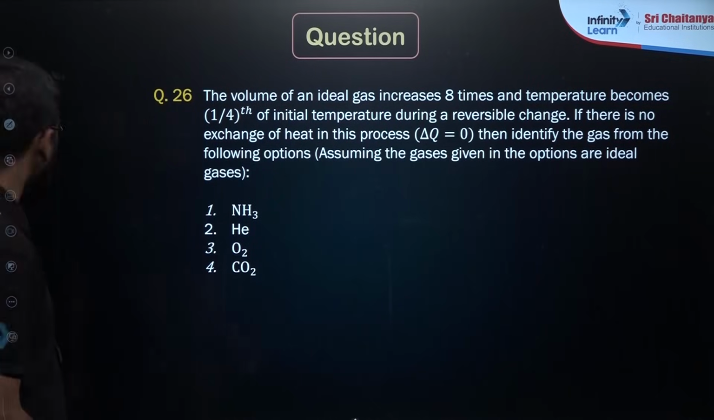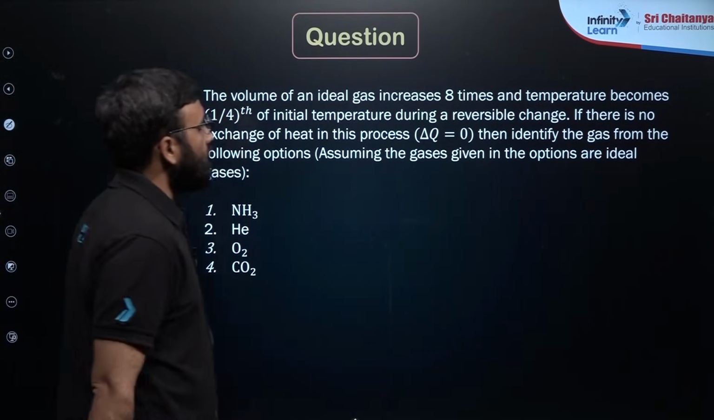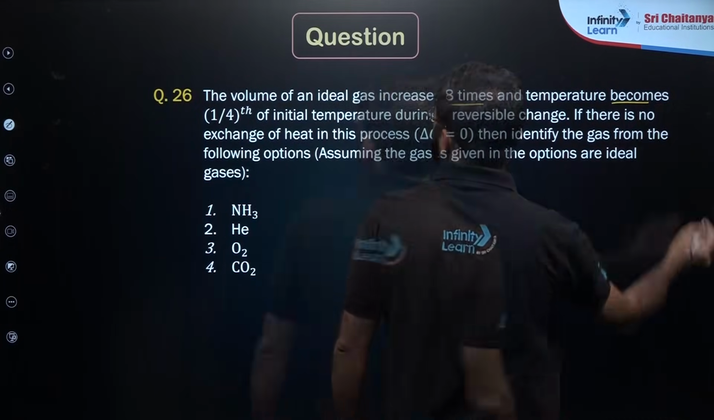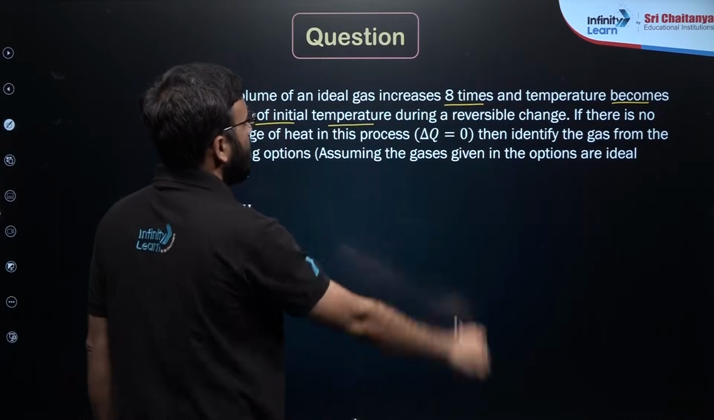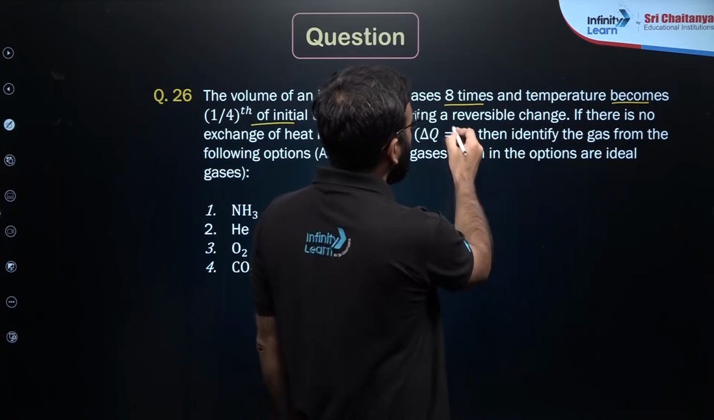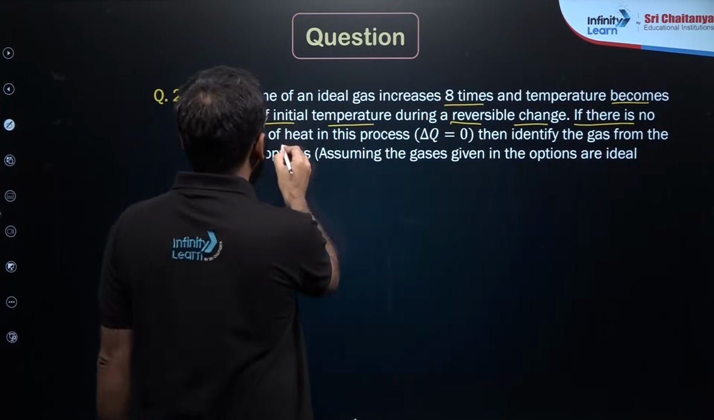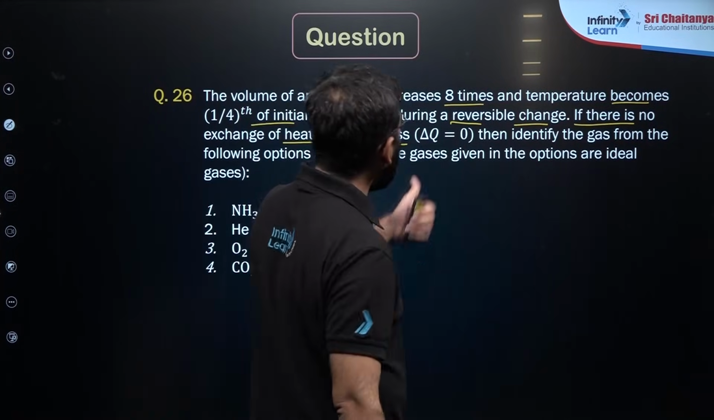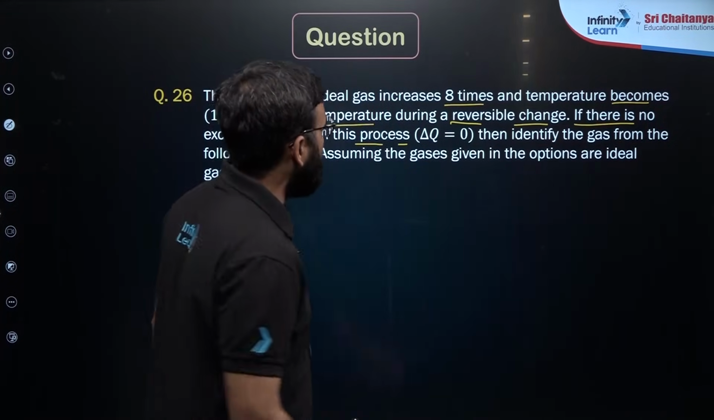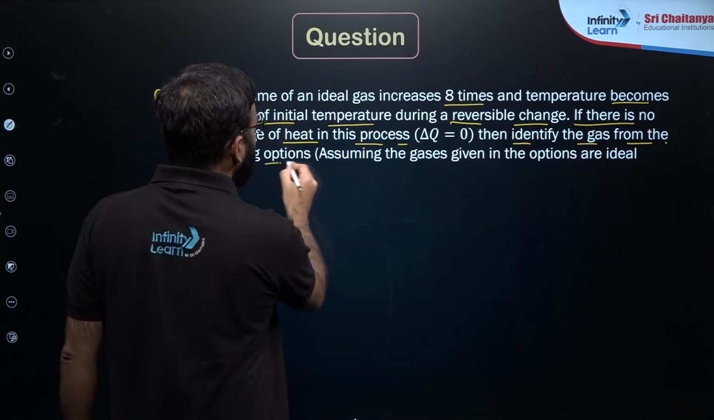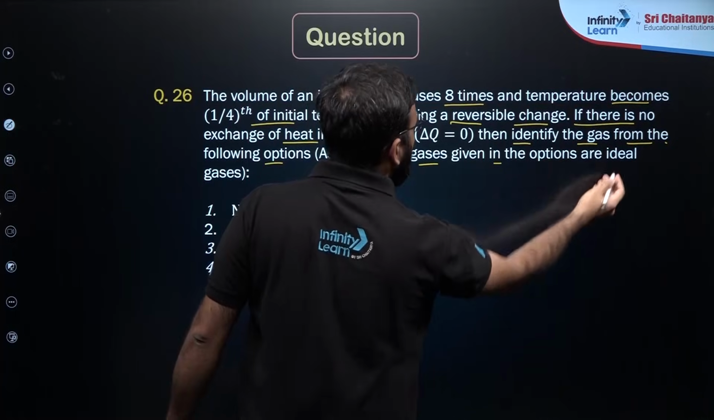So first question. The volume of an ideal gas increases by 8 times, and the temperature becomes 1/4 of its initial temperature. During the reversible change, there is no exchange of heat in the process, which means delta Q equals 0 here. Identify the gas from the following options. Assume the gases given in the options are ideal gases.